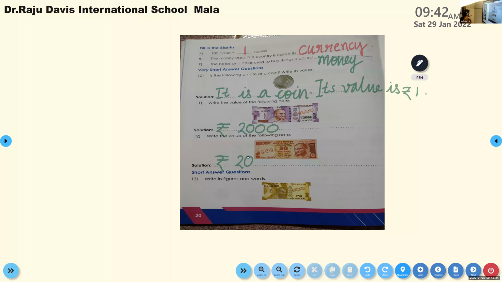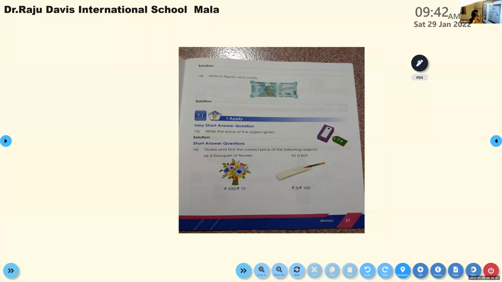Now, question number 13 we have. Write in figures and words. Identify the currency. What's the value of that currency? Rupees 10. So the value we have to write in figures and words. You can take page number 21. There we have space, written solution. There we can write.